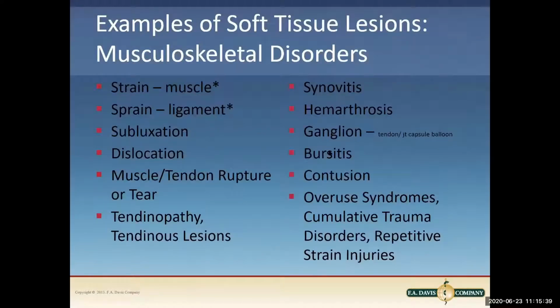So soft tissue injury, right? These are kind of examples of injuries and lesions that can occur when we're dealing with those soft tissues. A sprain and a strain. You hear these terms quite frequently, right? A strain is what you do to a muscle. A sprain is what you do to a ligament.